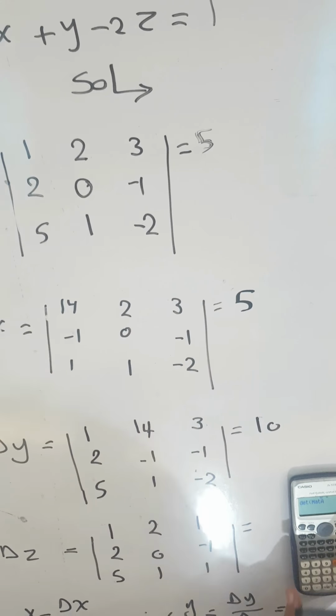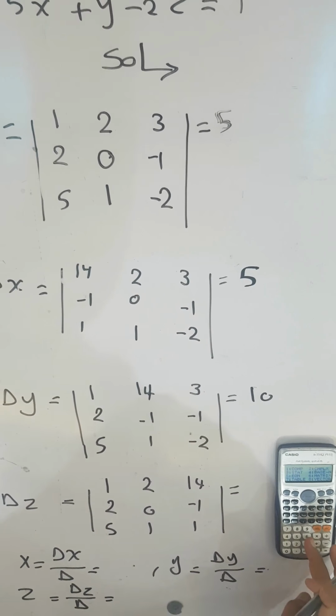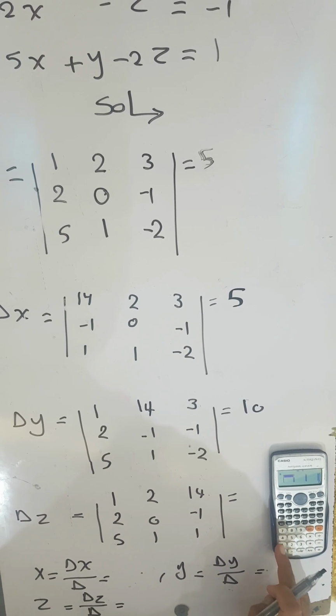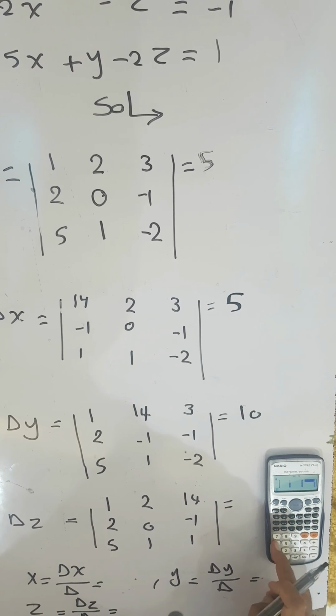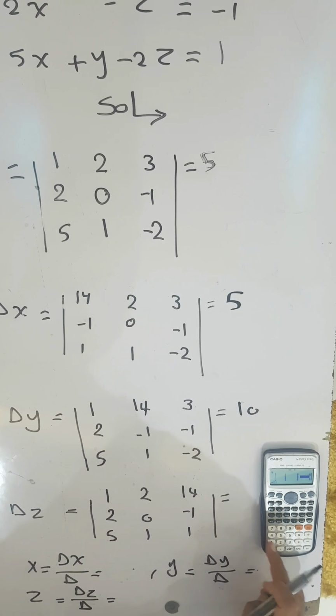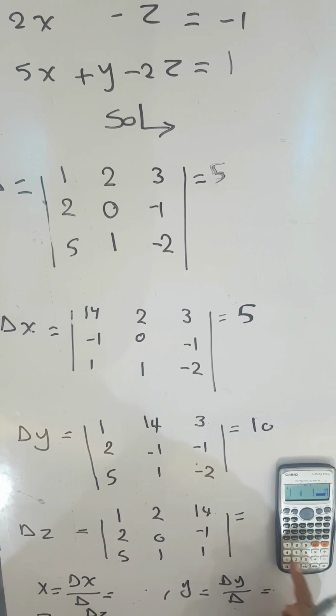By the same way, delta z, and press AC. Mode 6, 1, 1. Elements of z: 1 equal, 2 equal, 14 equal, 2 equal, 0 equal, negative 1 equal, 5 equal, 1 equal, 1 equal.